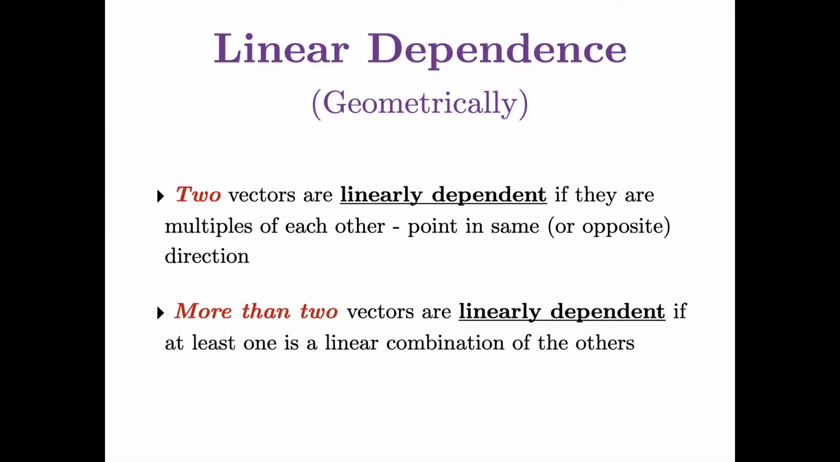Now, more than two vectors are linearly dependent if at least one is a linear combination of the others. So if you want a real-world example here, if I had a perimeter, length, and width of rectangular gardens, I would find that perimeter is equal to 2 times length plus 2 times width.